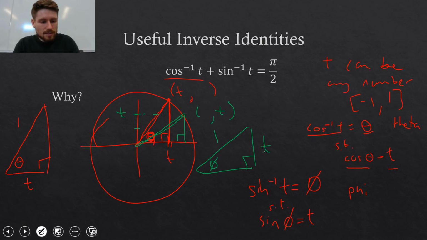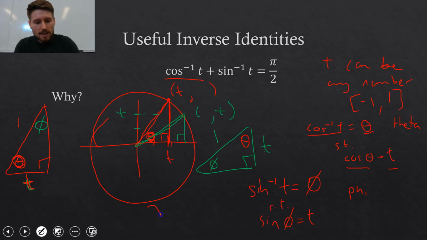This t and this t are the same t. Hypotenuses are 1. In the green triangle, my angle phi is opposite t. Well, that's going to be this angle in the red triangle. That's got to be phi. And my angle theta is adjacent to t, so this has to be the angle theta right here. And so what we've shown now is that theta plus phi add up to pi over 2.